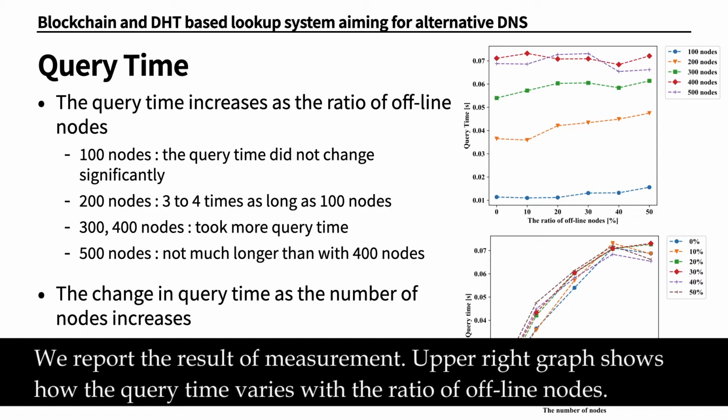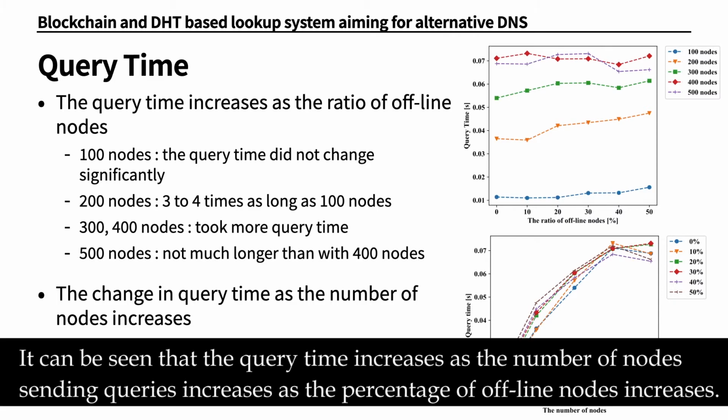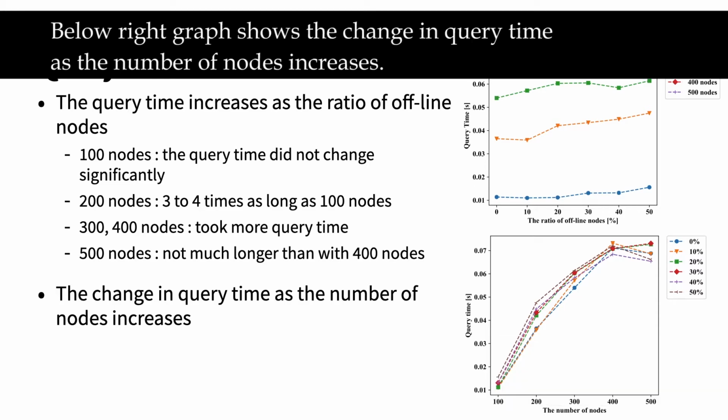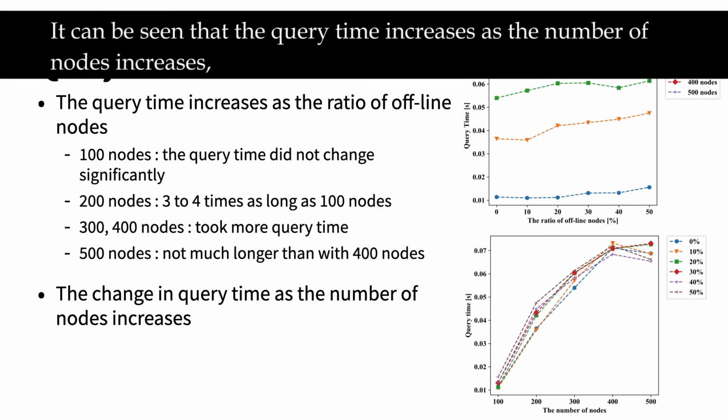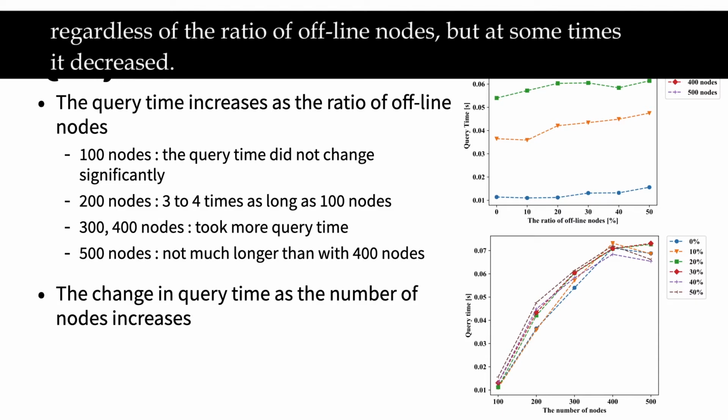We report the results of measurement. The upper right graph shows how the query time varies with the ratio of offline nodes. It can be seen that the query time increases as the percentage of offline nodes increases. And the lower right graph shows the change in query time as the number of nodes increases. It can be seen that the query time increases as the number of nodes increases, regardless of the ratio of offline nodes, but at some points it decreases.